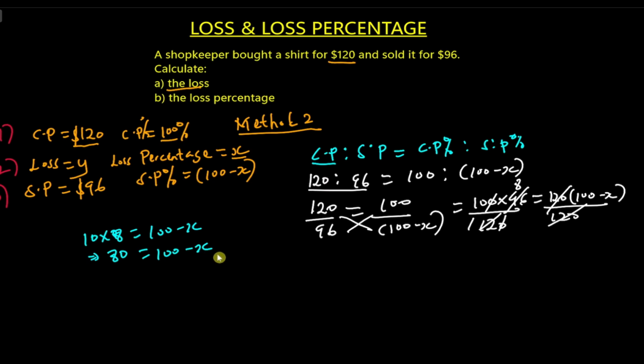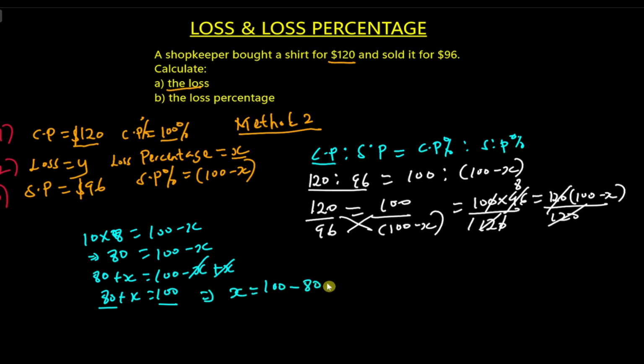Now we want the x to stand alone, so let's add x to both sides. Here we have 80 plus x, and then over here minus x plus x. Now this x cancels out, so we have 80 plus x is equal to 100. Now we can move the 80 to the other side, and then we have x is equal to 100 minus 80, which gives you 20. Now, bear in mind, the question didn't tell you to find x. We just represent the loss percent by the x.